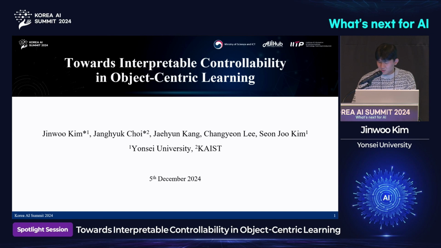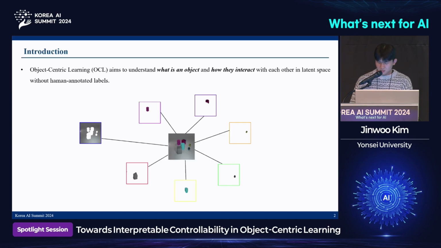It's my honor to be invited today, and I will introduce our recent work towards interpretable controllability in object-centric learning. So first of all, our research domain, object-centric learning, aims to understand what an object is and how objects interact with each other in the latent space without any human-annotated labels.